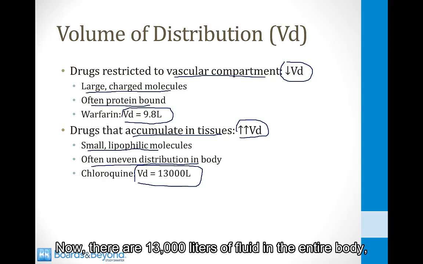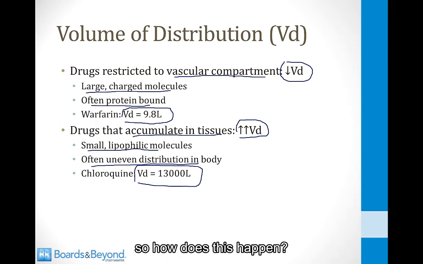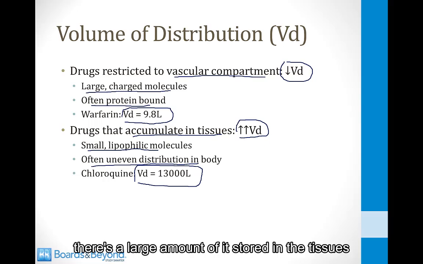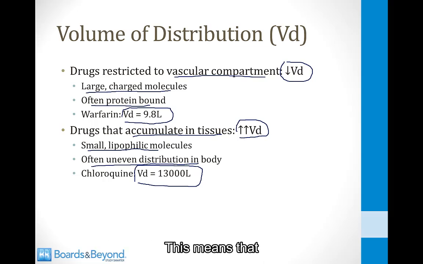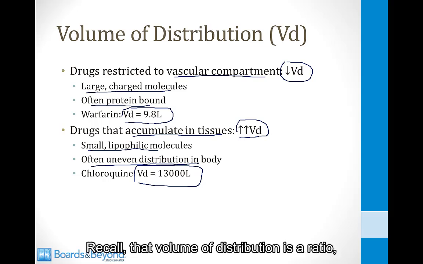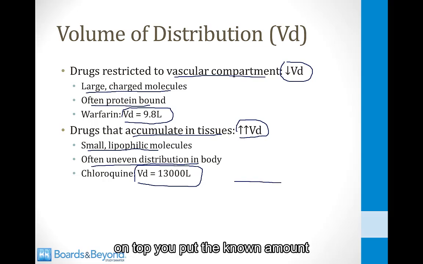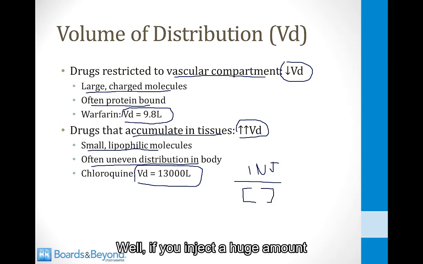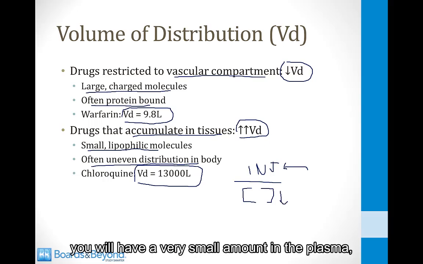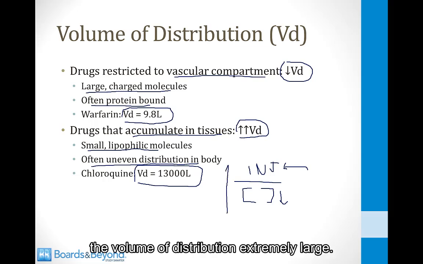Now, there aren't 13,000 liters of fluid in the entire body, so how does this happen? Well, the reason is because the drug is accumulating in the tissues. There's a large amount of it stored in the tissues and just a little bit of it getting into the bloodstream. This means that when you calculate the volume of distribution, you get a very large number. Recall that volume of distribution is a ratio. On top, you put the known amount that you inject into the patient, and on the bottom, you put the concentration in the plasma. Well, if you inject a huge amount, but it all goes to the tissues, you will have a very small amount in the plasma, and this will make the volume of distribution extremely large.